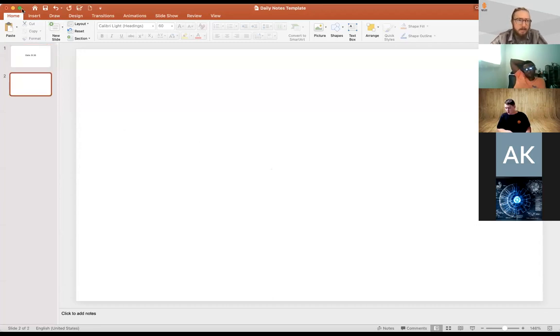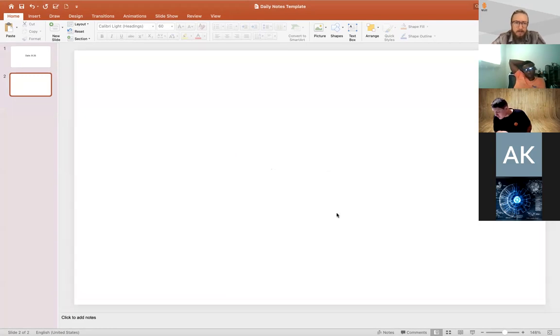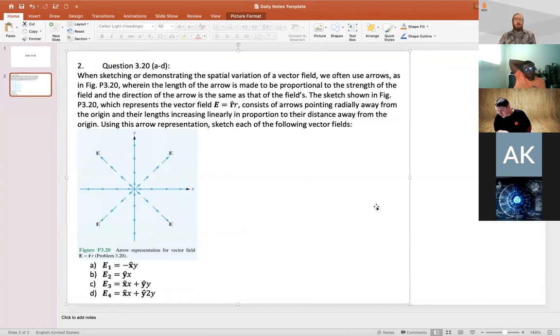All right, so on problem two, let me pull that in. This problem says, when sketching or demonstrating the spatial variation of a vector field, we often use arrows, as in this figure, where the length of the arrow is made to be proportional to the strength of the field, and the direction of the arrow is the same as that of the field. So this sketch shown in figure 3.2 represents a vector field consisting of arrows pointing radially away from the origin, with lengths increasing linearly in proportion to their distance from the origin. So using this arrow representation, we can make a sketch of the vector fields.